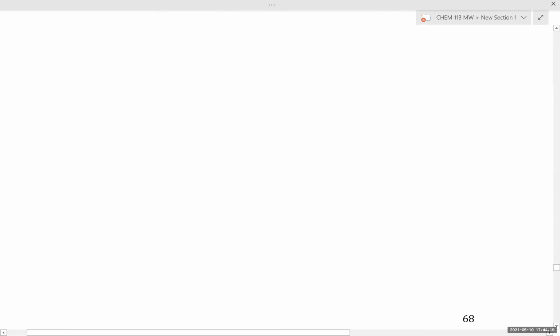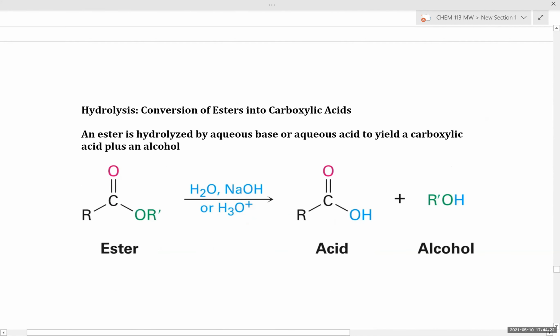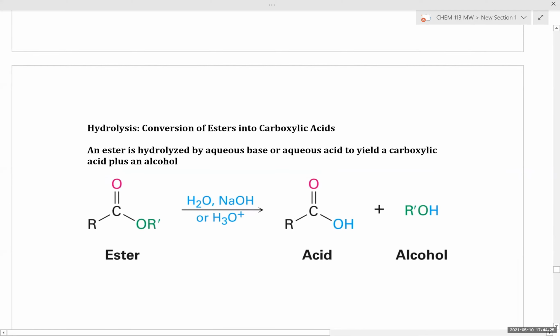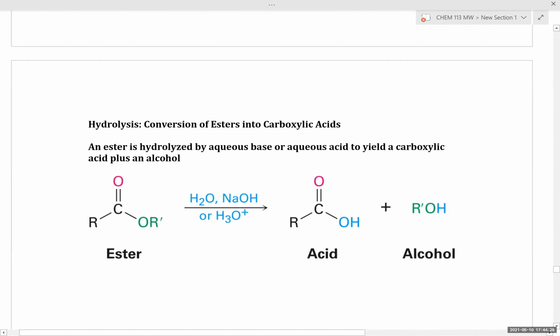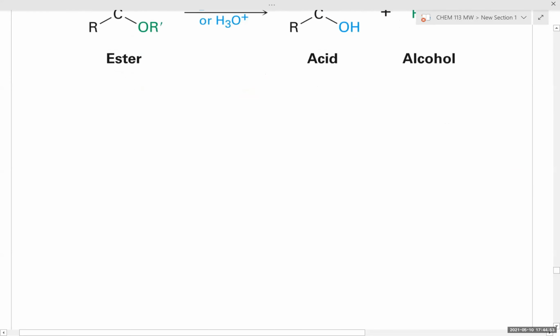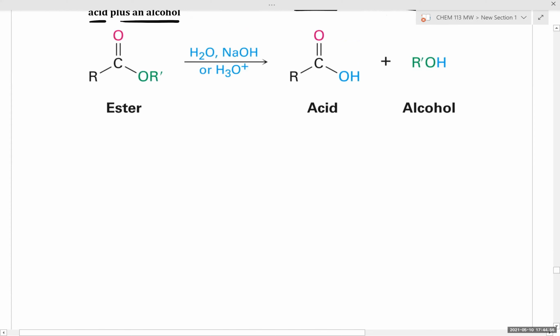Okay, so let's keep going now and let's talk about the reverse reaction to esterification, which is the hydrolysis, a method to convert esters into carboxylic acids. Esters can be hydrolyzed by aqueous base or aqueous acid to yield a carboxylic acid plus an alcohol. So what we're going to do now is look at each of these hydrolysis mechanisms under acidic and basic conditions. We'll start with the basic condition mechanism.